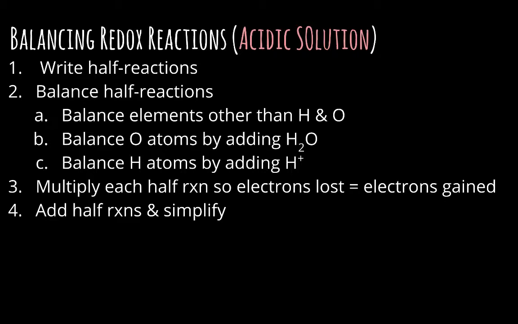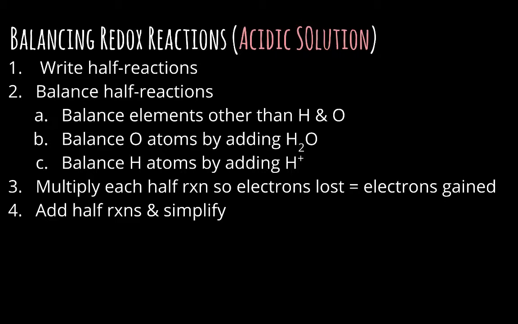So for an acidic solution, your first step is to take your reaction and write the half reactions. So split it into the half reactions. Then you're going to balance the half reactions separately, and then you're going to add them back together and simplify to finish it up. So when you balance the half reactions, there's three things you're going to do.